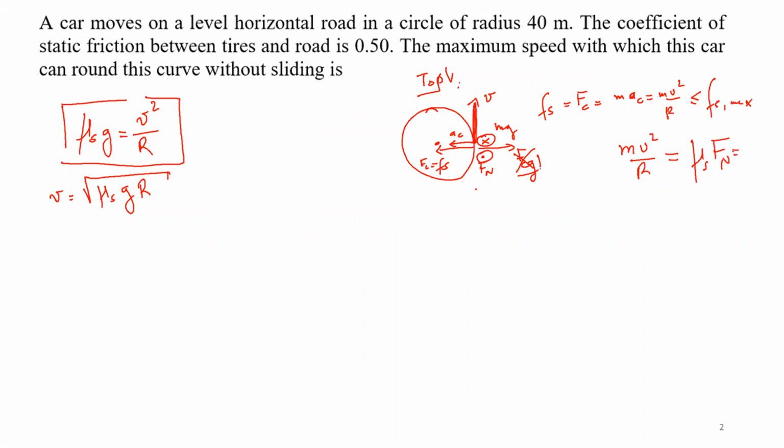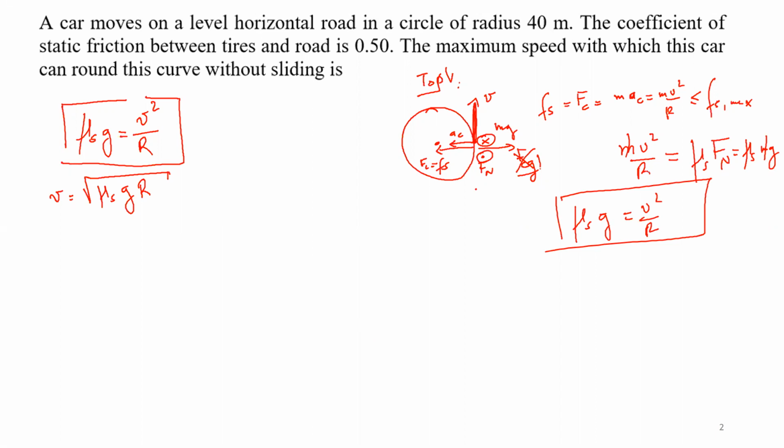But you know that Fn is just mg, right? Because it's flat here. So it will be mu s mg. I simplify by m, and I end up with mu s g is v squared over r. This is a famous relationship that we will be using. It's not in your formula sheet. Write it down.